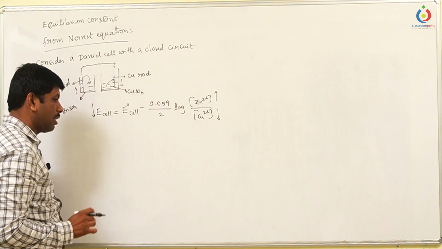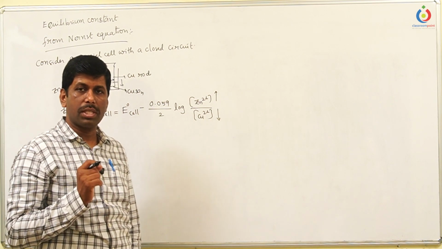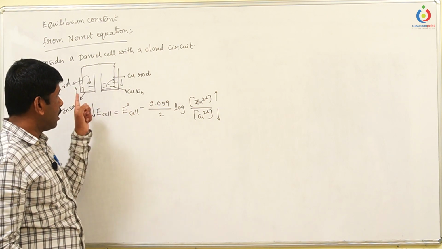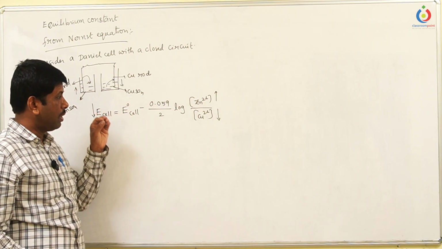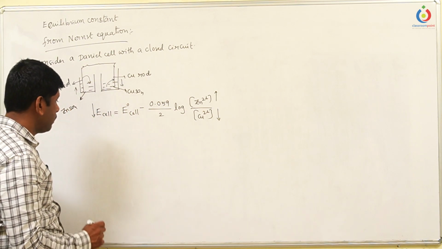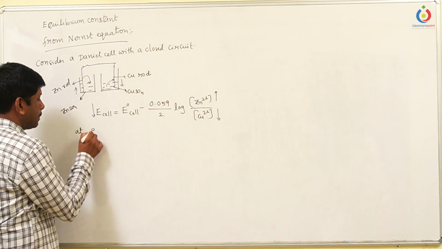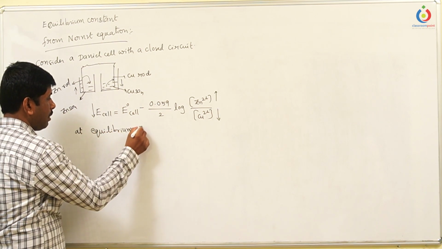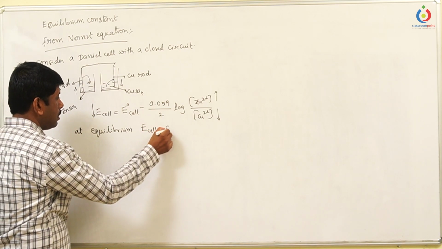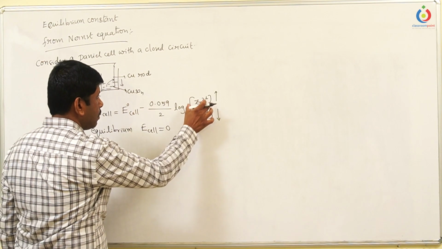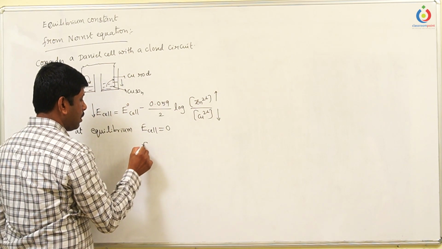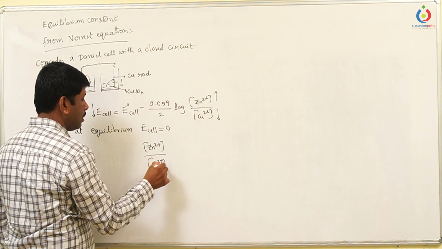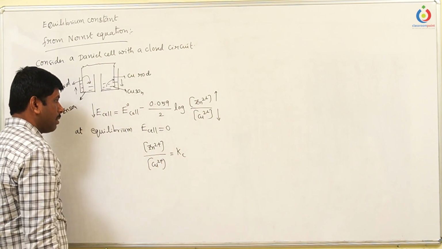That stage is called the equilibrium. This equilibrium is static equilibrium, not dynamic equilibrium. Since the reactions are not moving towards any side, that's why this equilibrium is called the static equilibrium. So at equilibrium, E cell is equal to 0, and also this particular part, concentration of Zn2+ by concentration of Cu2+, can be taken as equilibrium constant Kc.